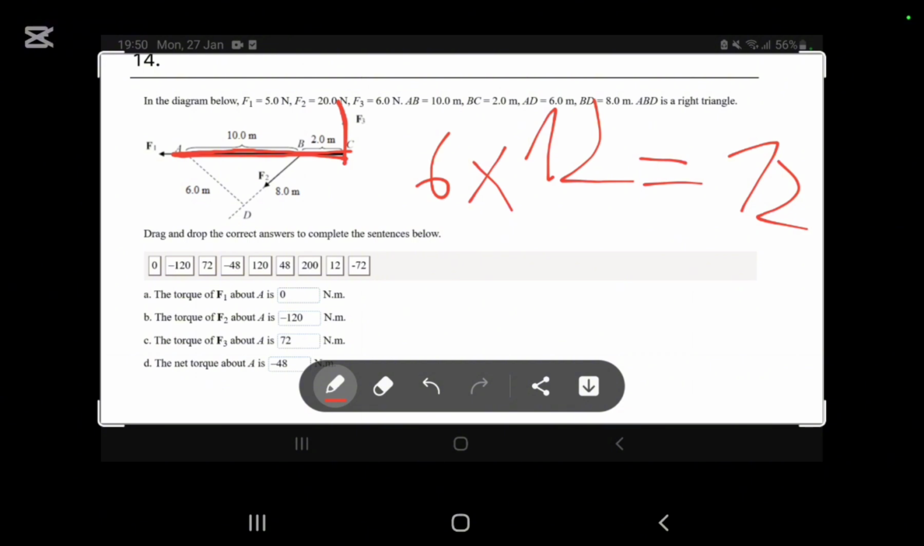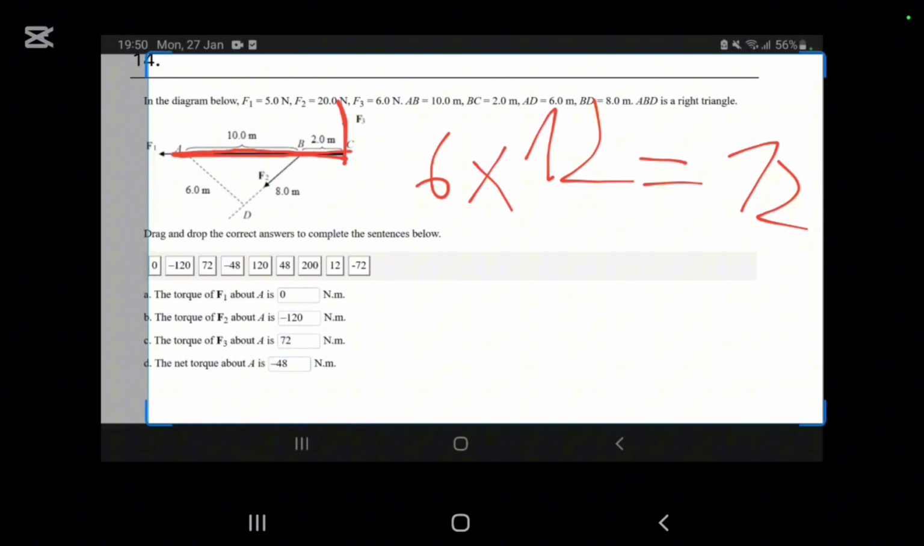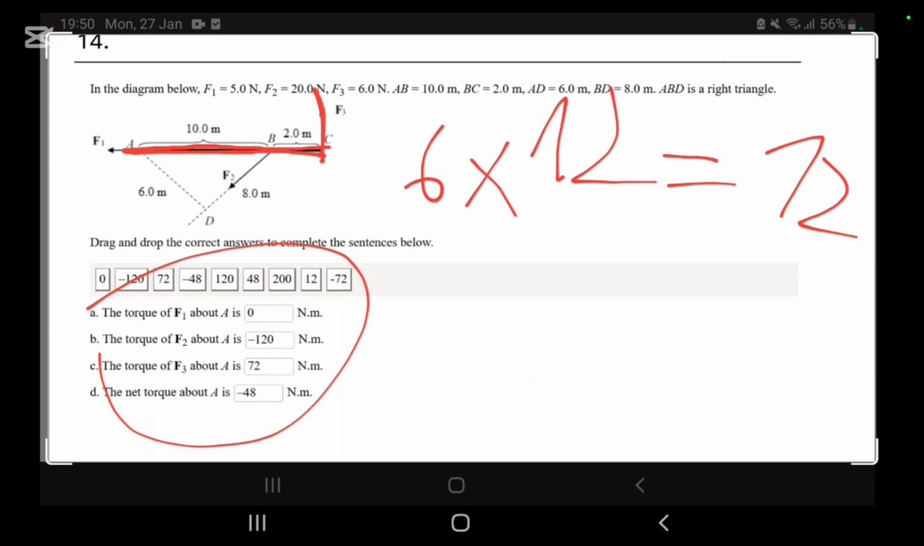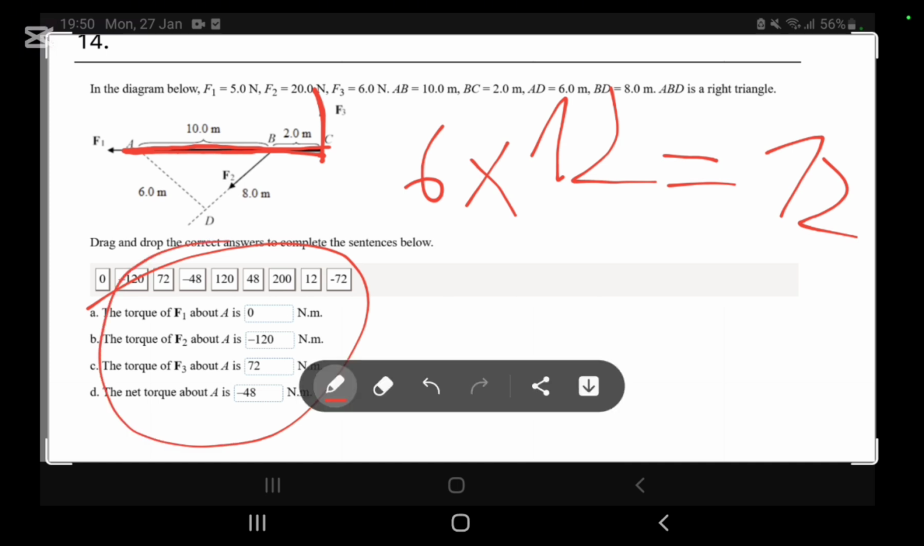The net torque is just that we add everything together, everything we found from part A to C. So all we're going to do is negative 120 plus 72, which will give us negative 48.